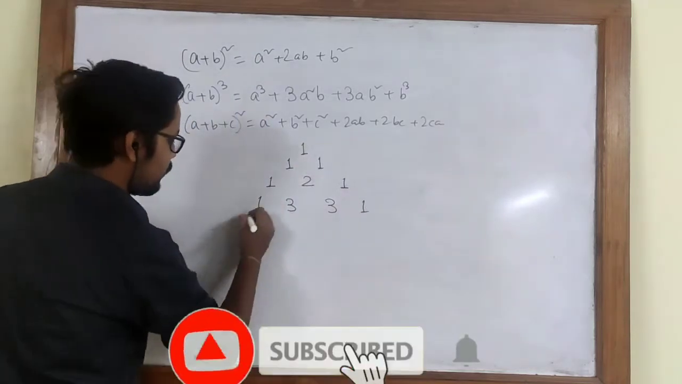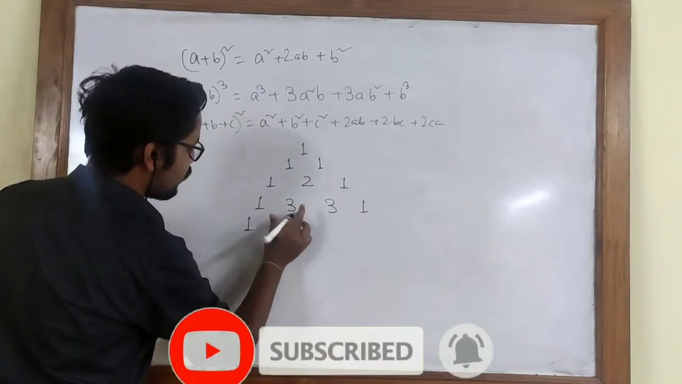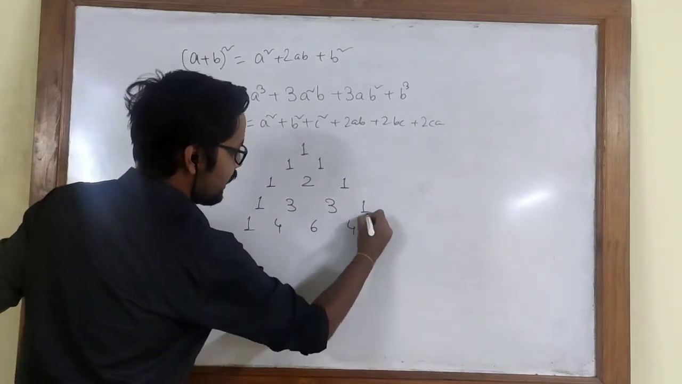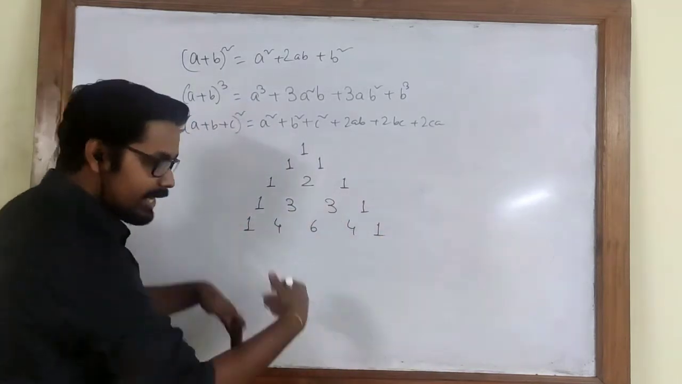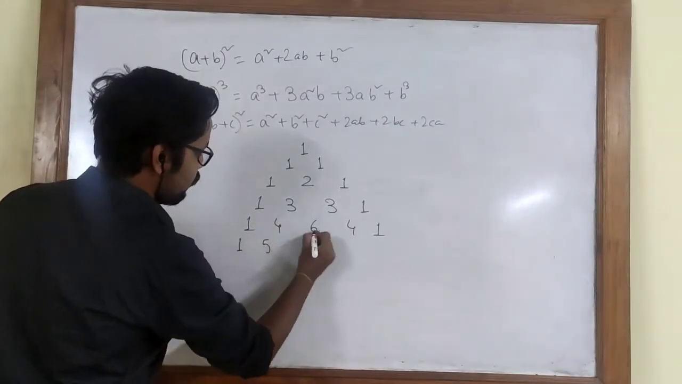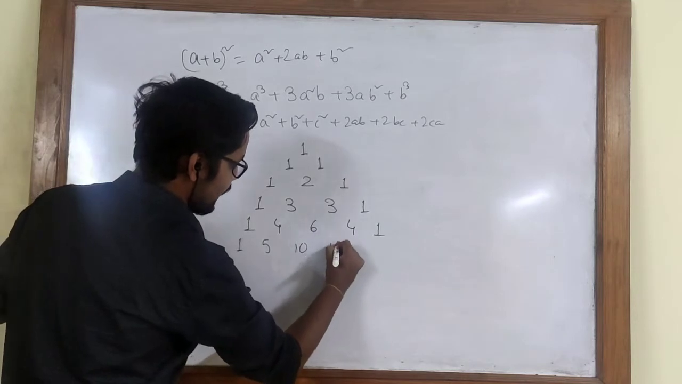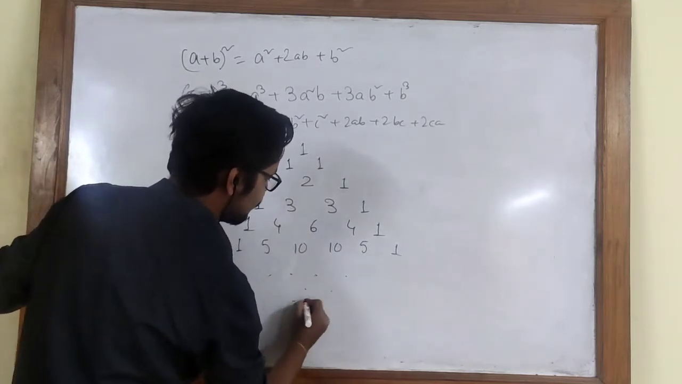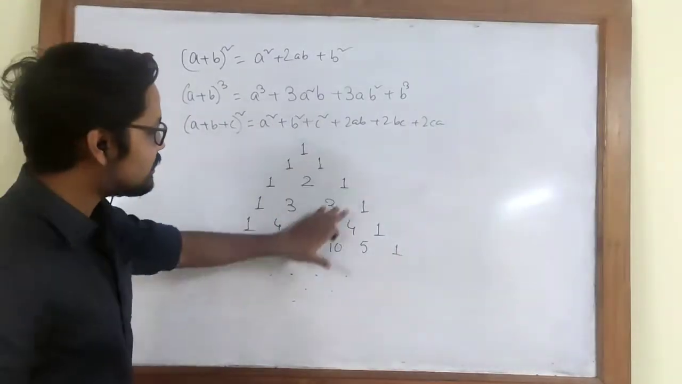In the next line we will have 1. Sum of 1 and 3, that is 4. Sum of 3 and 3, that is 6. 3 and 1, that is 4. And then again 1. In the next one we can have 1. Sum of 1 and 4 is 5. 4 and 6 is 10. 6 and 4 is 10. 4 and 1 is 5. And then again 1. And we can go on like this as long as we want. So how does this help us?